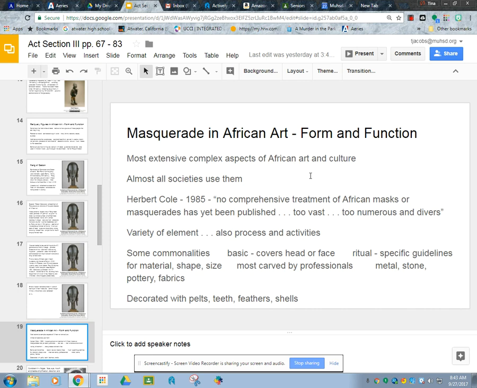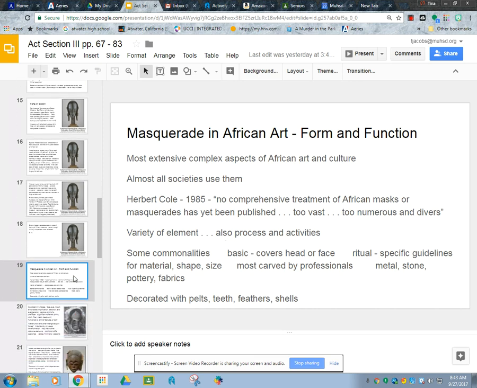There are a variety of elements used in masks. Also, the processes used were very different, and the activities with which they were used were different. But there are some commonalities. Basically, it would cover the head or face. They were used in rituals, and there would be specific guidelines for the materials, shapes, and size. Most were carved by professionals, and they could have been made out of metal, stone, pottery, or fabrics, and decorated with pelts, teeth, feathers, and shells.